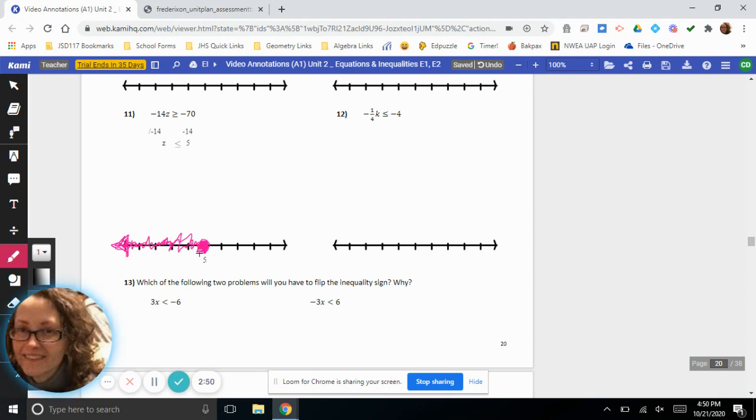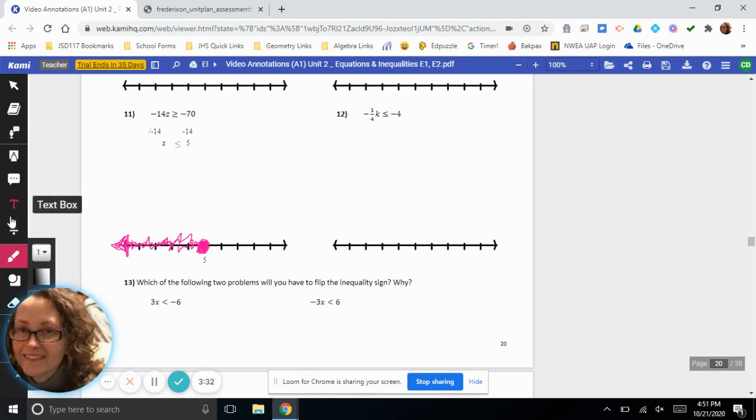So all of these shadings are just me trying to represent all possible answers in my answer set. So 5 is a possible answer. That's why I filled in the circle. And then everything to the left of 5 or smaller than 5 will work as well. So if I put in a 0 here in my original, negative 14 times 0 is going to be 0, which is greater than a negative 70. So 0 is greater than negative 70 is what I will get, which is a true statement. So everything 5 and below will work.